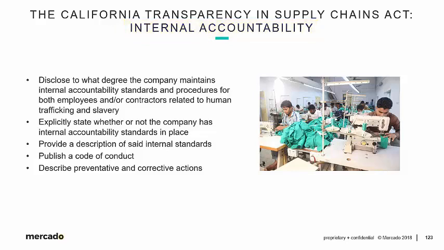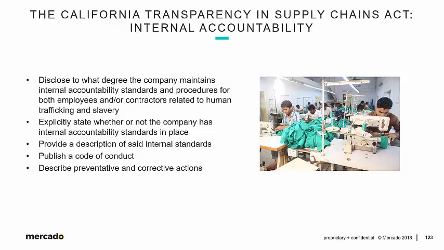importer not only doing with suppliers, but how do they create within their own company the structure, policies, and culture that leads to a real commitment to accountability, to making sure that the vendors a U.S. importer works with are not in violation. Very much in line with the theme of disclosure, in our first bullet point, we see that a company must disclose to what degree the company maintains internal accountability standards and procedures for both employees and or contractors related to human trafficking and slavery.